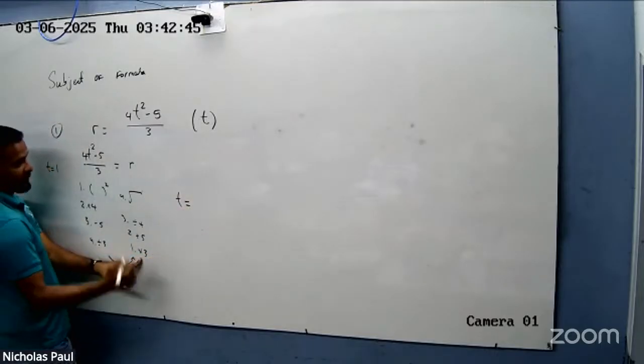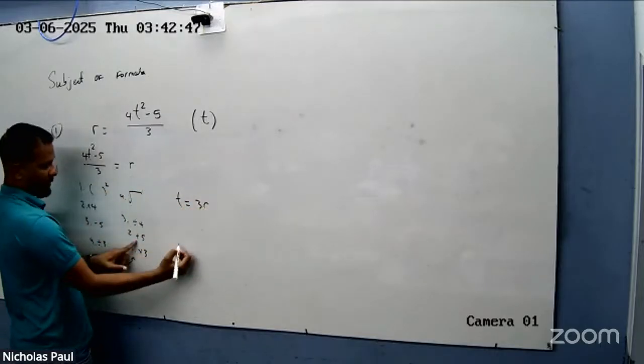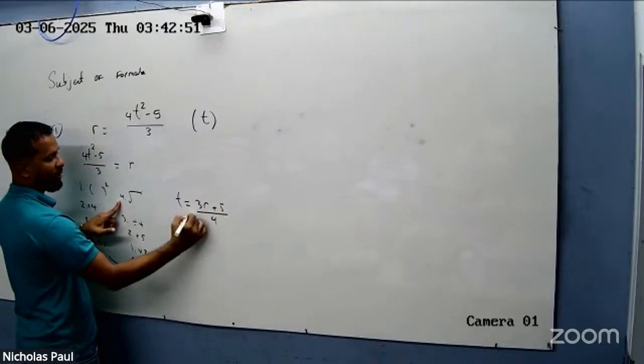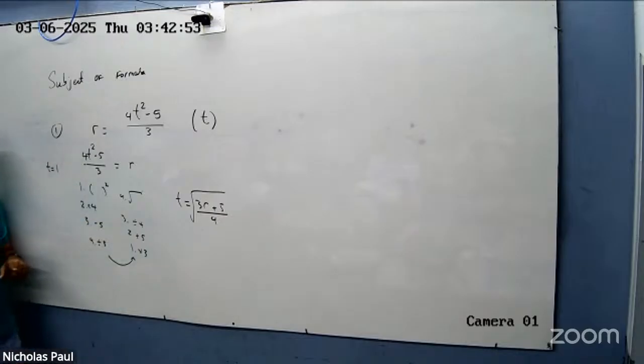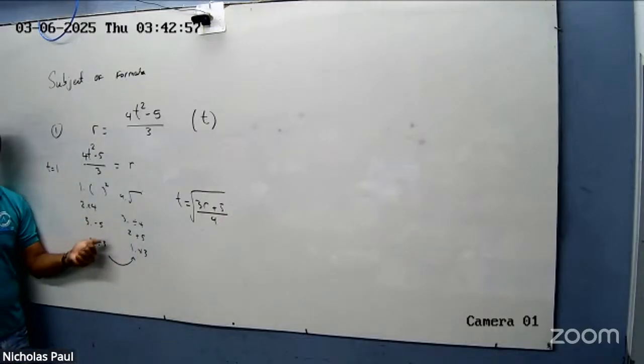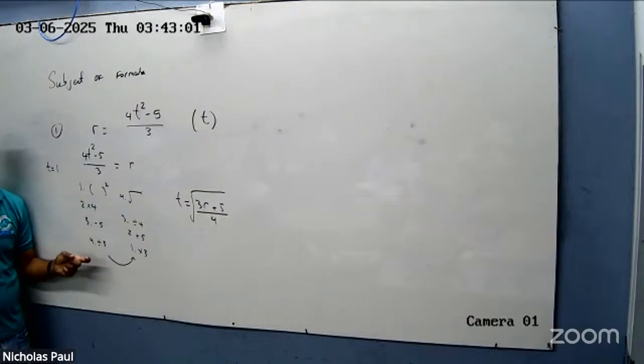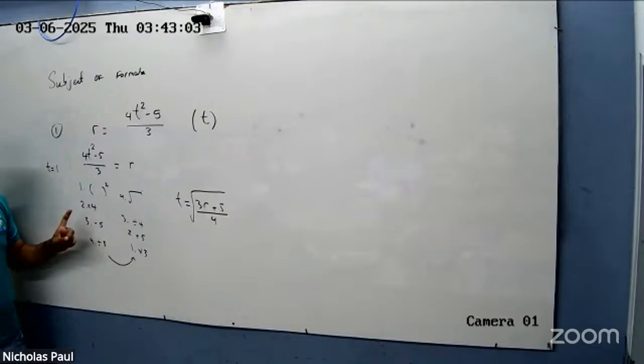I'm going to multiply by 3. Then I'm going to add 5. Then I'm going to divide by 4. Then I'm going to square root. Right? But this is a long way to do it, and you're only using this if you can't see what to move first. Okay? So that's method 1.